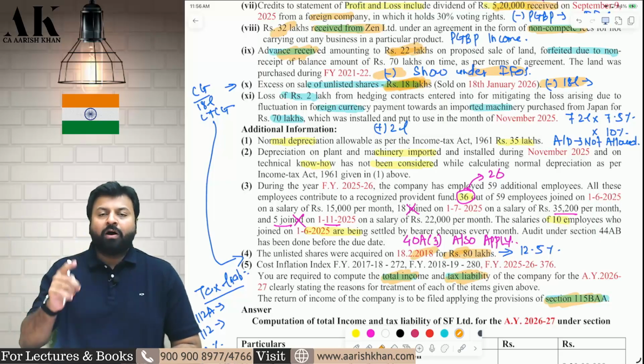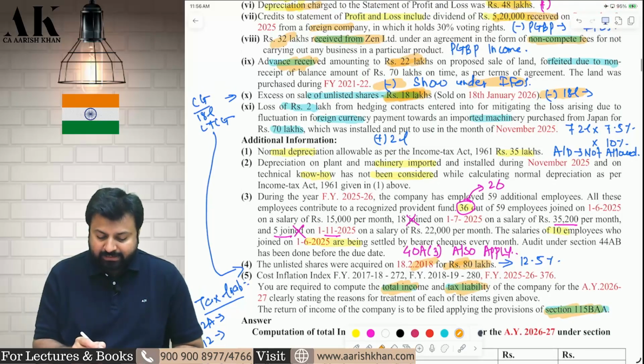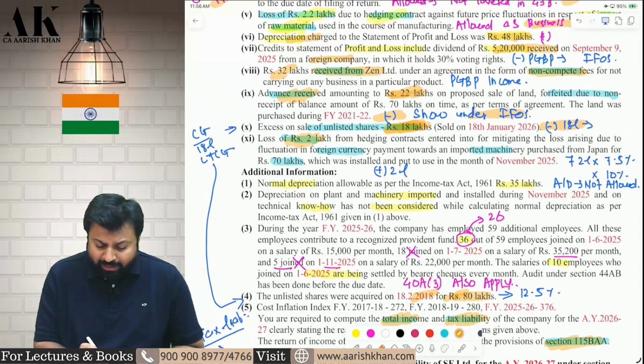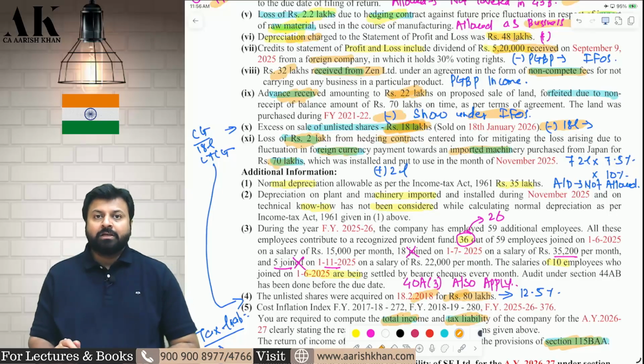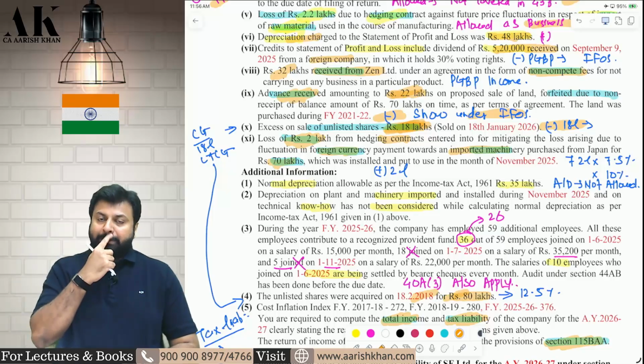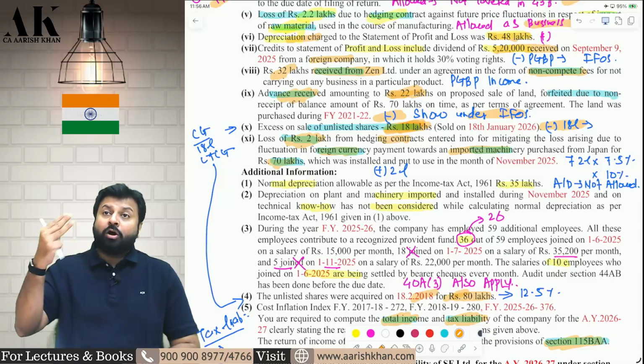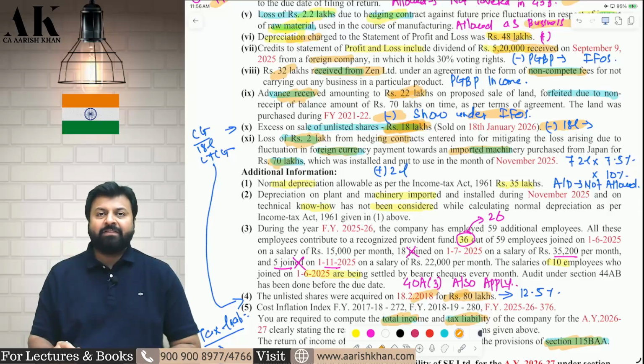On that, you will apply what? You will apply 12.5% tax. Next, a loss of 2 lakh rupees is there on a hedging contract for foreign currency payment on imported machinery from Japan. So you are importing some machinery from Japan on which you have done some hedging contract, on which there is a loss on payment. So section 43A will apply.